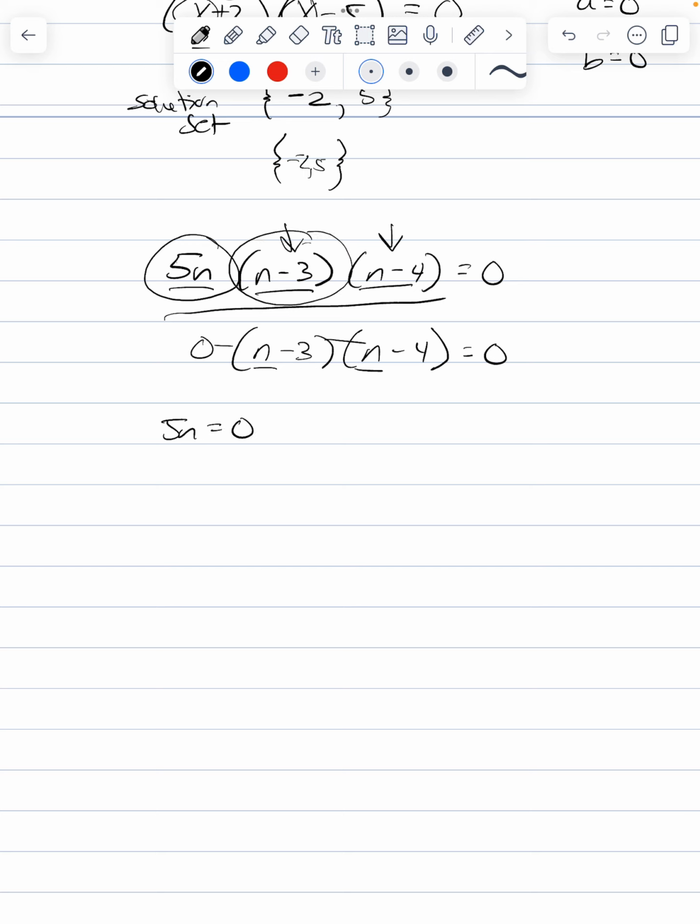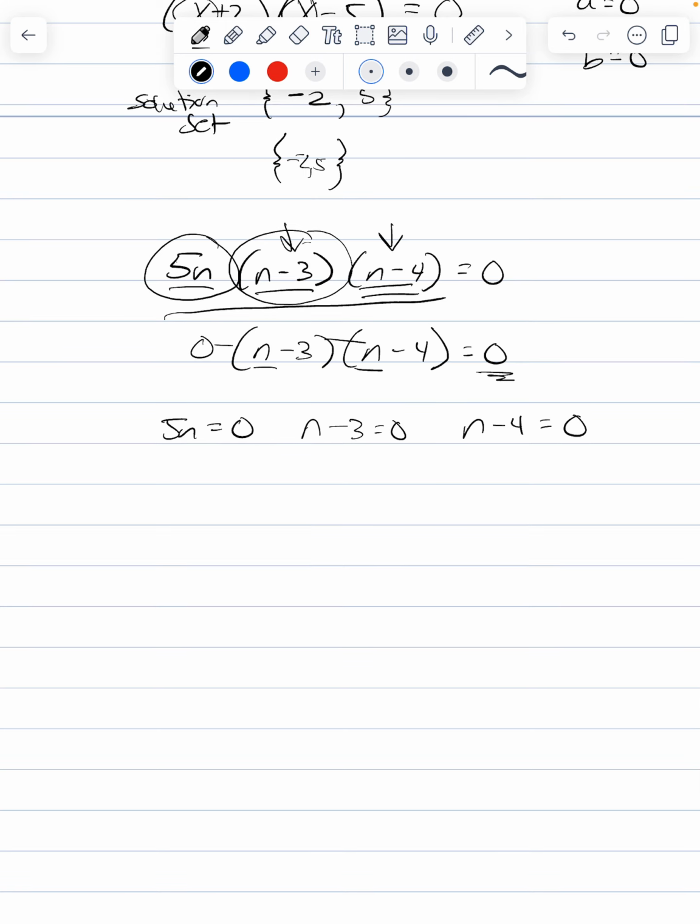And we want to see what it would take if n minus 3 were to be 0. And how could we make n minus 4 0? Because if any one of these was 0, then this equation would be true. So we solve each one separately. You isolate your terms and you solve for n in each of them. And you have to create a 0 term.